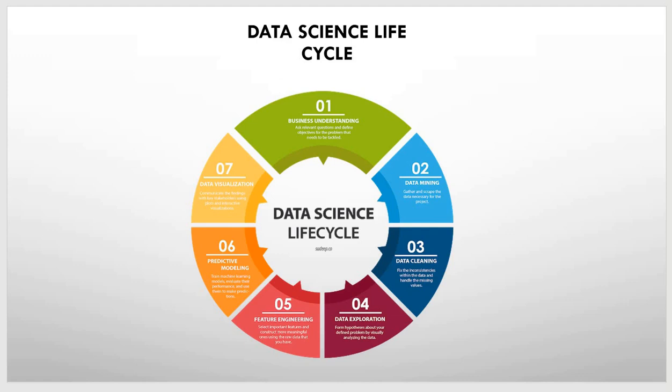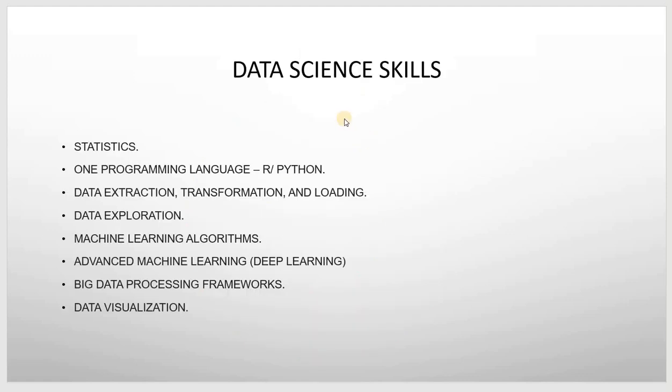And the next one is what skills are required for data science. At first, we want to learn stats, and second, one of the programming languages like R or Python. Data extraction, transformation, and loading. Totally, we can call that pre-processing. Data exploration, and the fifth point is machine learning algorithms. And for the complex variables, we can use advanced machine learning algorithms, that is deep learning. And the last, big data processing frameworks. And finally, we can do the data visualization. These are the major skills required for data science.